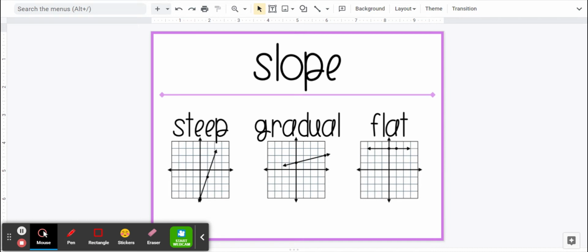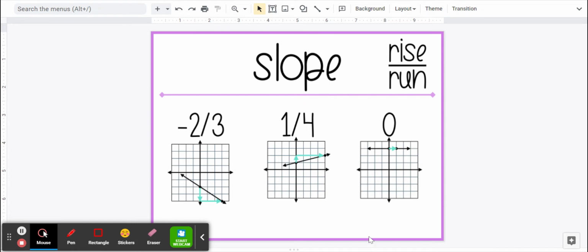Slope tells us how steep or gradual a line is. So this is a steep line, this is a gradual line, and this is a flat line. Technically, there also is one that's straight up and down, but we'll get to that one later.